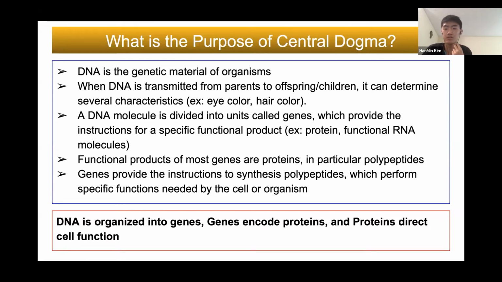The functional products of most genes are proteins, in particular polypeptides, which fold into different shapes to form proteins. Genes provide the instructions to synthesize polypeptides, which provide specific functions needed by the cell or the organism. Basically, in short, DNA is organized into genes, genes encode proteins, and proteins direct cell function.